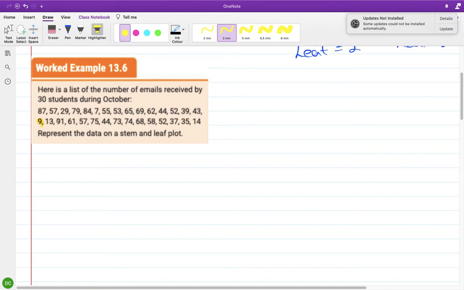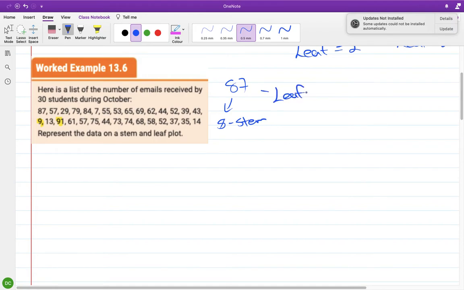Oh, 91. There's 91. Okay, so that means all these numbers are going to be split up. So if I take 87, the 8 would be the stem, and the 7 would be the leaf. Okay, so when you have a number like 9, it only has the leaf. You have to give it a stem, and the stem would be 0. Okay, so when you have single digit numbers, that's fine to do.